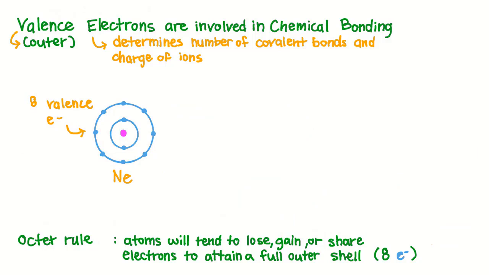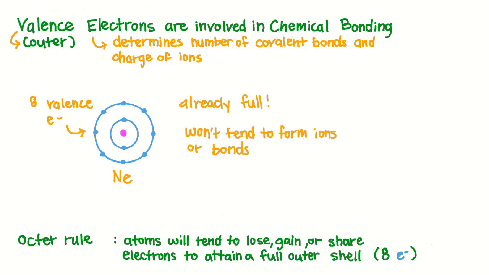Finally, neon has 8 valence electrons in its outer shell, which means that its outer shell is already full. This means that neon and other elements in group 18 of the periodic table won't tend to form ions or bonds. In other words, neon and other noble gases are unreactive.